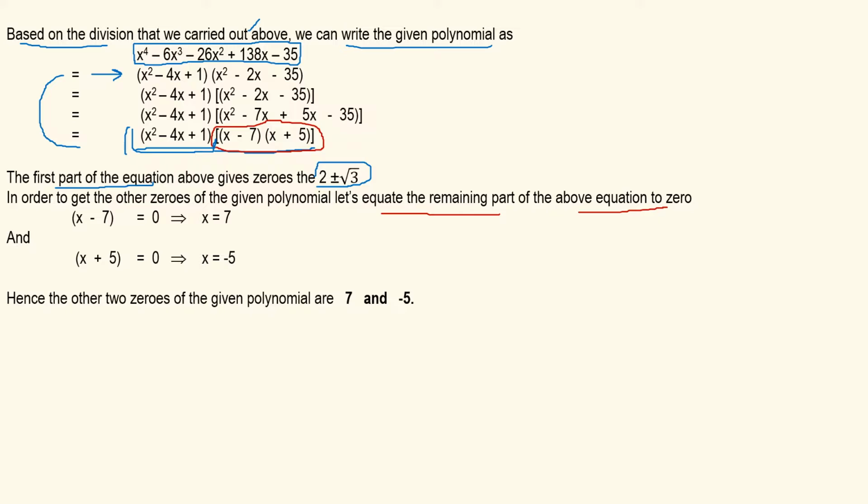So we shall have to equate this part, x minus 7 equal to 0 and x plus 5 is equal to 0. And when we do this, we get x is equal to 7 or x is equal to minus 5. Hence we can say that the other two zeros of the given polynomial are 7 and minus 5.